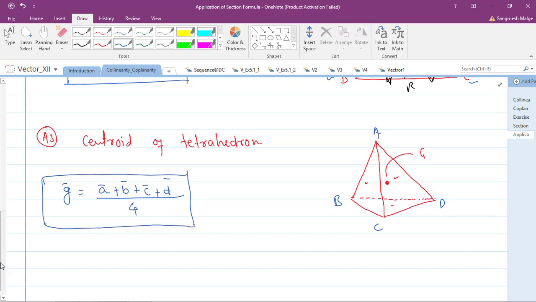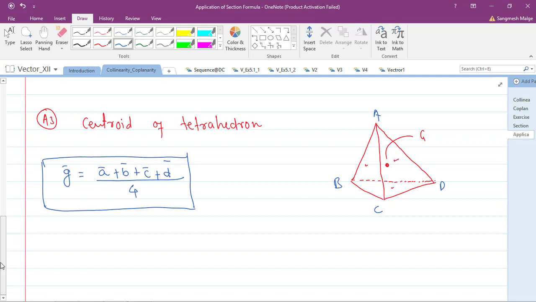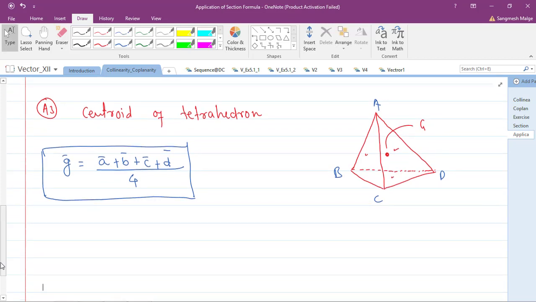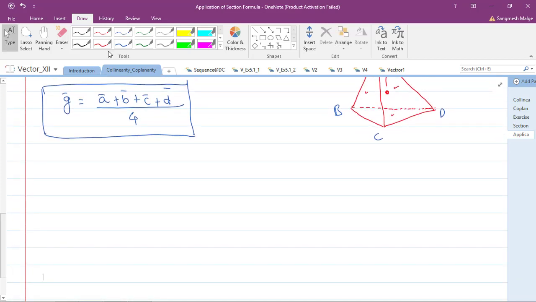Isn't it so easy? Yes, very good. Okay, now the fourth application is what? It is a simple trick.